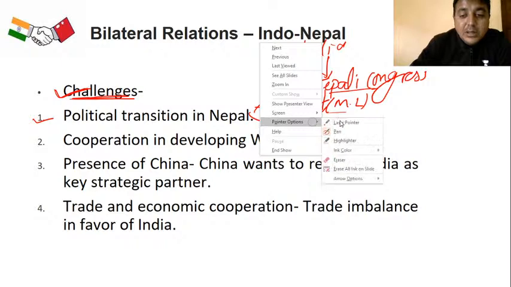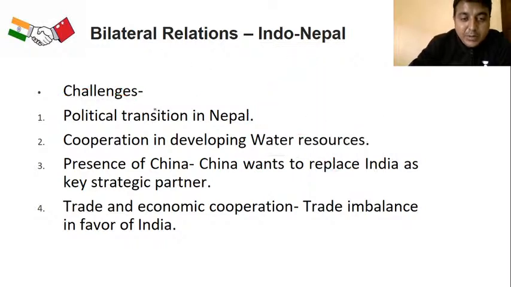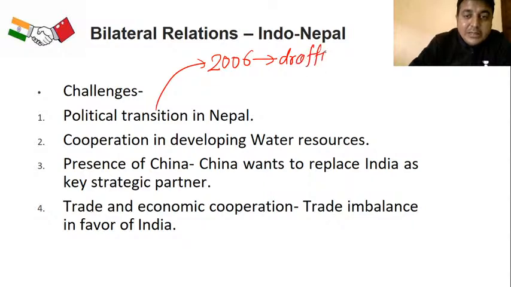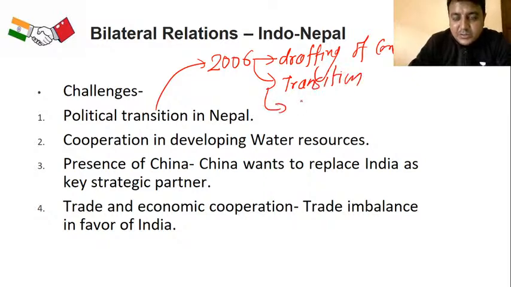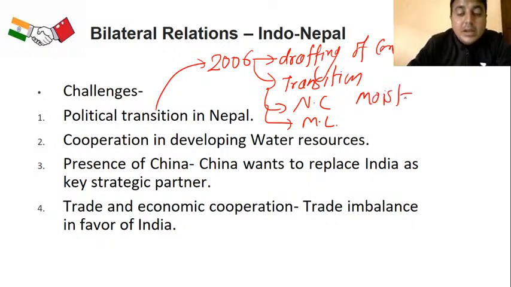And what happened, as everybody knew, Nepal in 2005 onward, that is 2006 onward, a peace accord was signed, and they started drafting their constitution. The drafting of the constitution was a very lengthy process, and because of that there was a transition, and in that transition several governments came: sometimes the Nepali Congress ruled, sometimes the Marxist-Leninist party ruled, and sometimes the Maoists ruled Nepal.